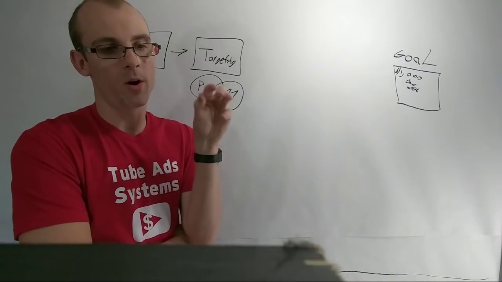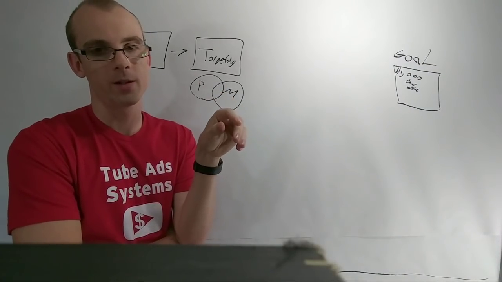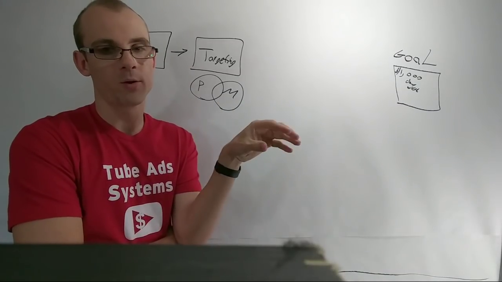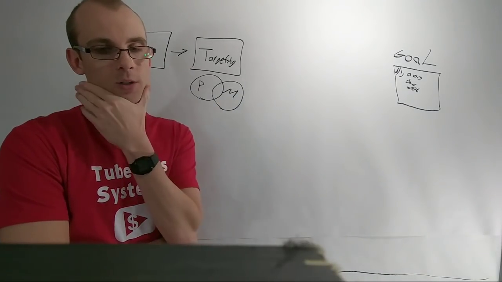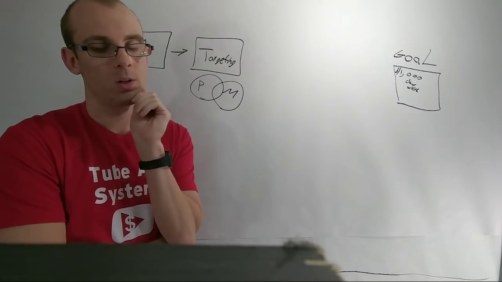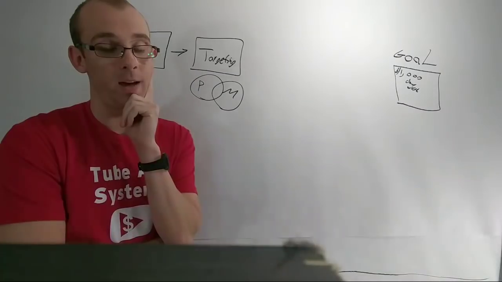Affinity means they've been in the market for a long term. They're a long-term fan of the topic. In-market means they just entered the market and they're looking to buy or purchase something. So that would ideally be the way to go, in-market. Yeah, start with that, in-market, for sure.